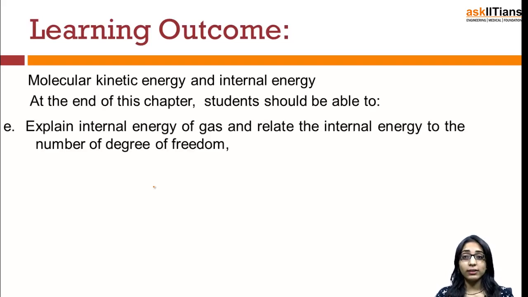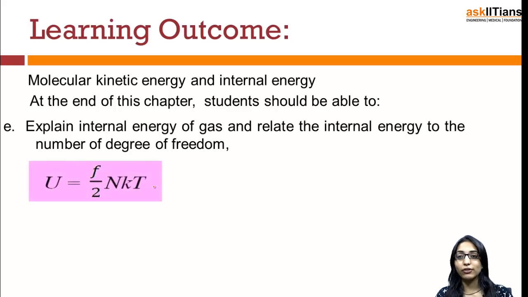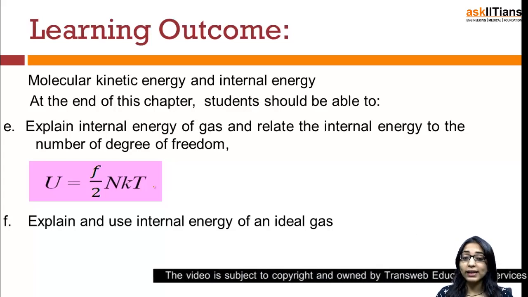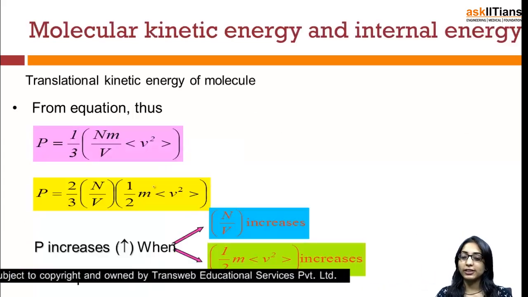Now let me explain these things in a little more detail. The molecular kinetic energy and internal energy will be discussed in this particular section, and you will also be able to explain the internal energy of a gas, and correlate that internal energy with the number of degrees of freedom. So this is what I told you. We'll take into account different gases, find out the degrees of freedom for those gases, and then correlate them to the internal kinetic energy. These are the formulas that we'll be deriving by the end of the chapter, and you'll be able to explain and use the internal energy of any particular ideal gas.